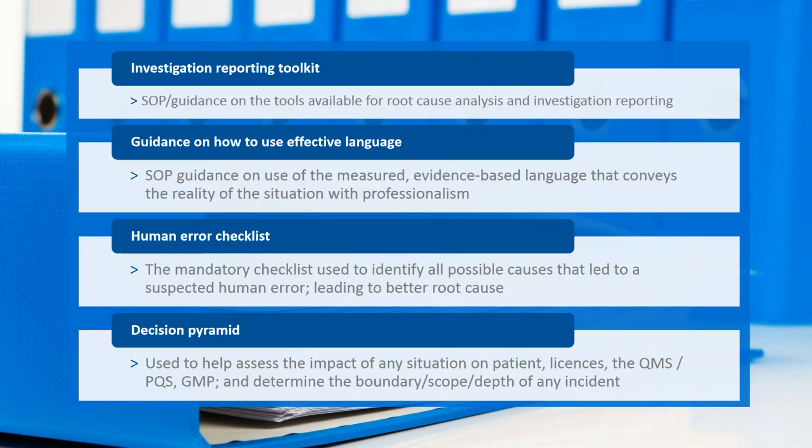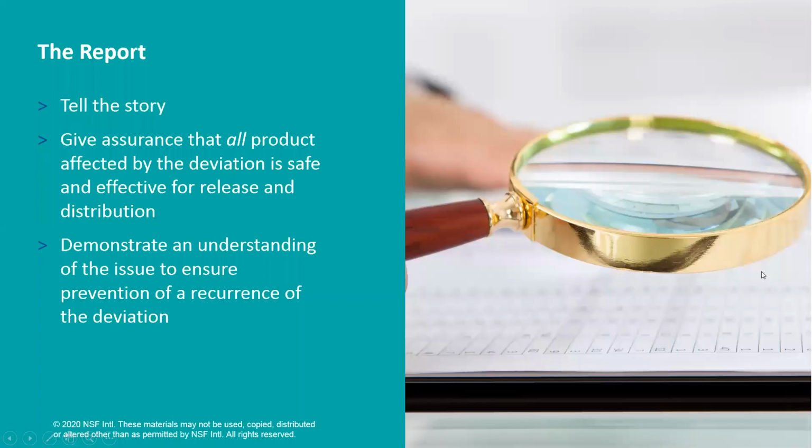In terms of human error checklists, we're talking here about considering the environment and the impact to the individuals as they were doing the work, and consider what the options were around them, whether the interruptions, whether the phone's going, whether there's somebody putting them under undue pressure. These are all elements that can be considered. And then you'll have some sort of decision pyramid where you look at potential impact to patient, to product licenses, site licenses, quality management system, pharmaceutical quality system, good manufacturing practice, and to determine the scope and the boundary of your incident. With all of these in place, you'll then want specific instructions on the report.